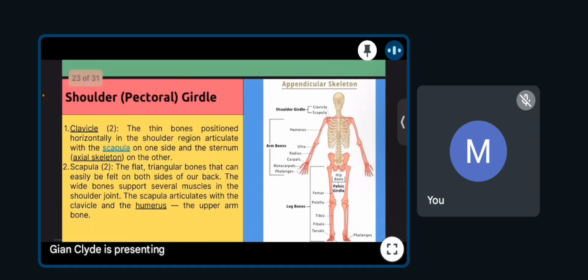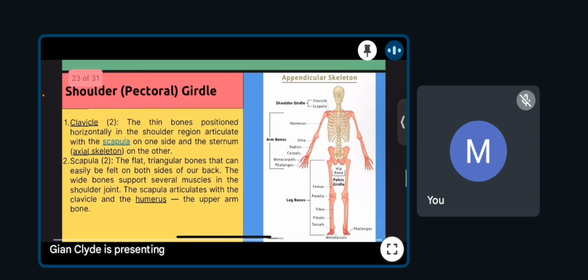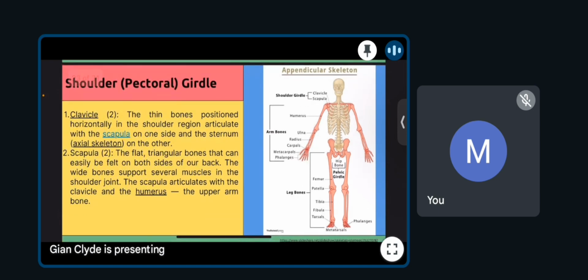Next, we're going to discuss the appendicular skeleton. First is the shoulder pectoral girdle. It contains the clavicle. We have two clavicles. The thin bones positioned horizontally in the shoulder region articulate with scapula on the sides and the sternum.